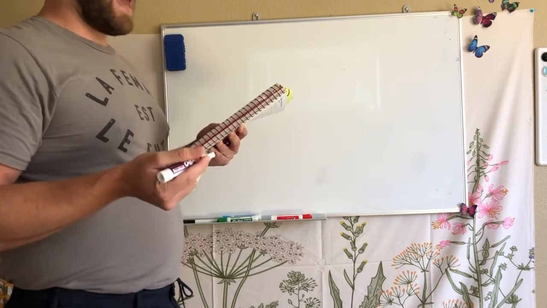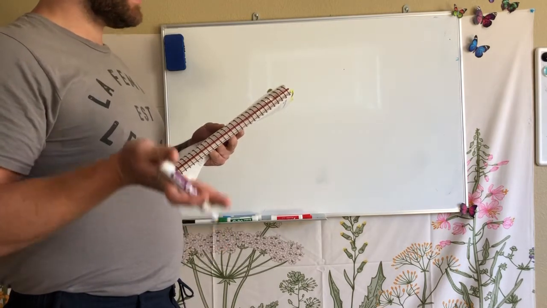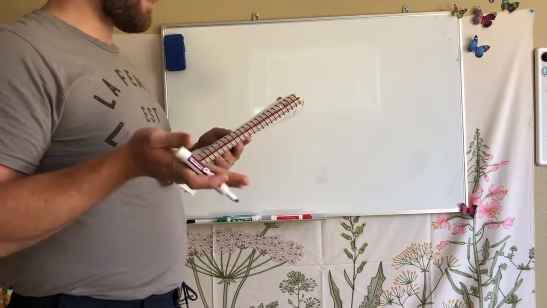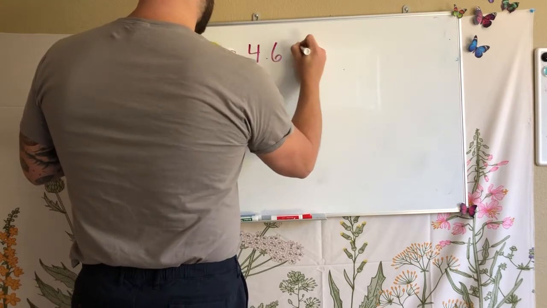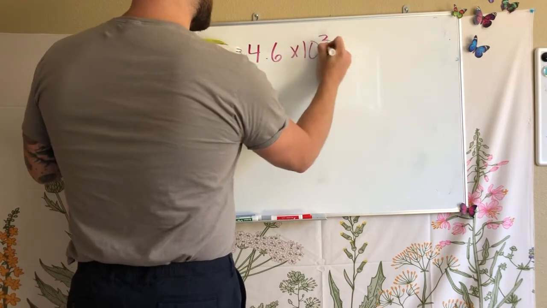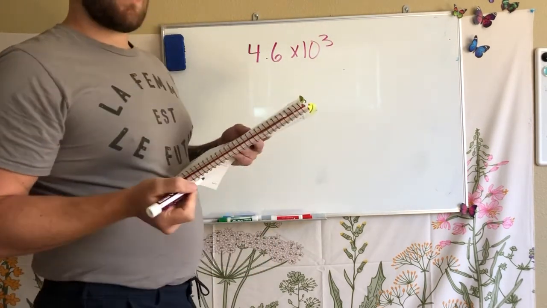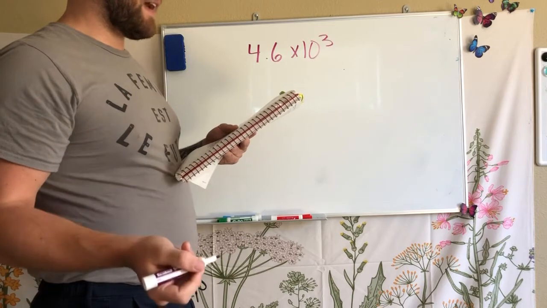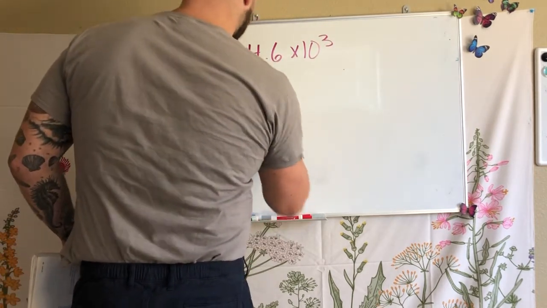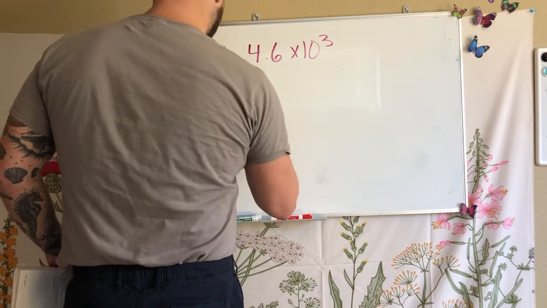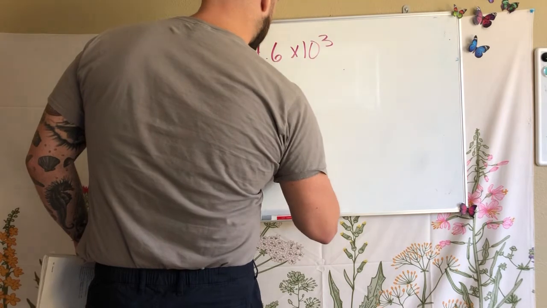Read problem A. 4 6/10 times 10 to the third power. So you have 4 6/10 times 10 to the third. Now read problem B. 4 6/10 divided by 10 to the third power. So this is A, this is B. Same numbers, different type of equation.